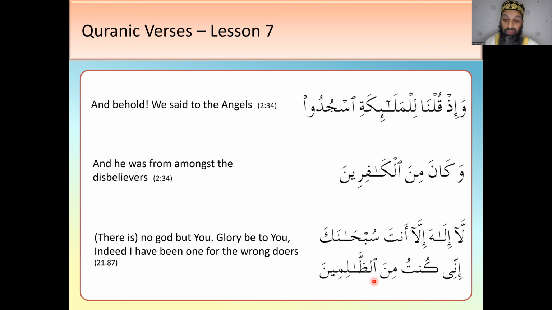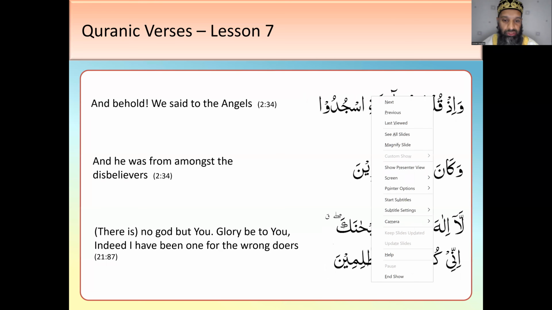Zalama is when somebody puts something in other than its correct place. So when somebody does zalama, he is putting something in other than its correct place. So he's oppressing, he shouldn't be oppressing. He's doing something wrong. He shouldn't be doing that thing that he's doing, putting it in the wrong place. So zalama is that. So wrongdoer. When he doesn't put things in the right place, he's doing wrong.